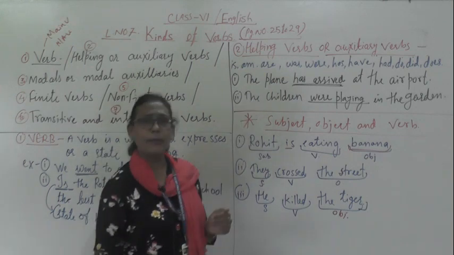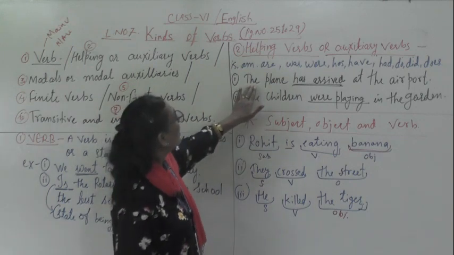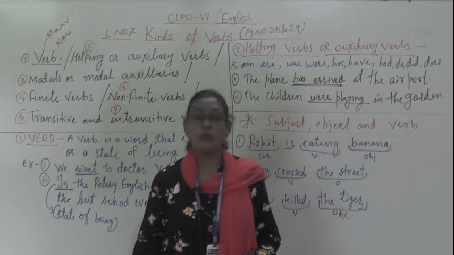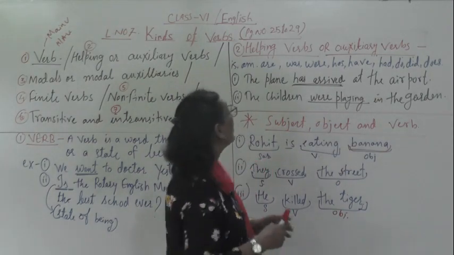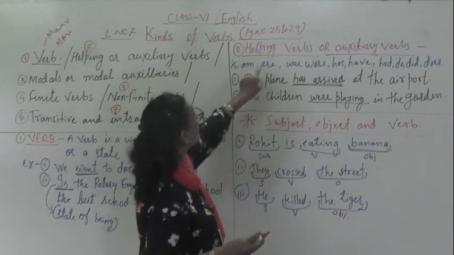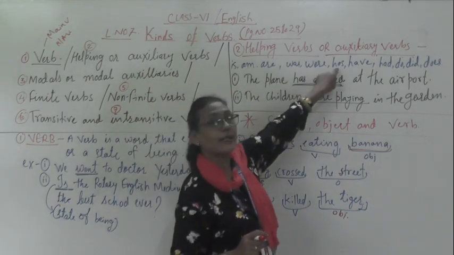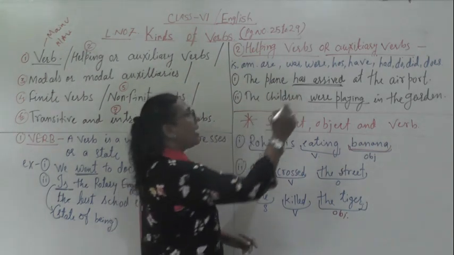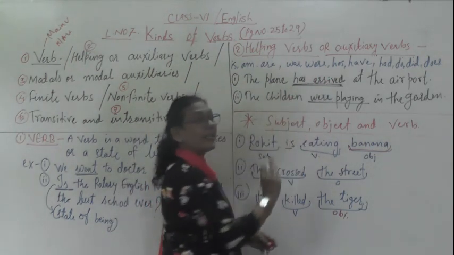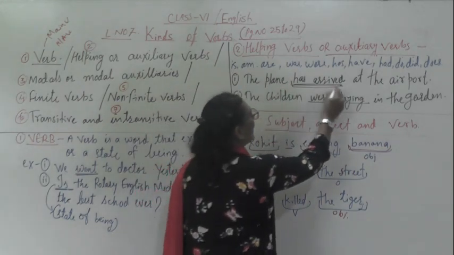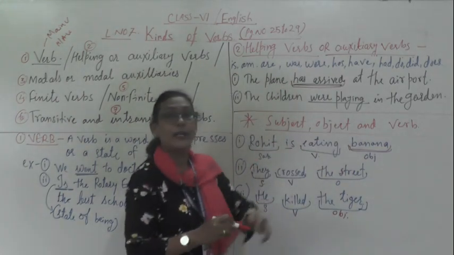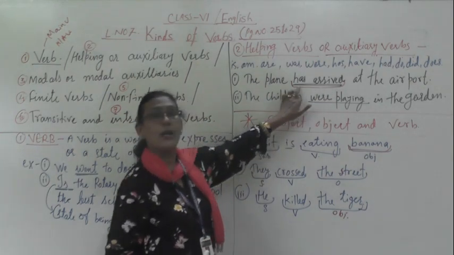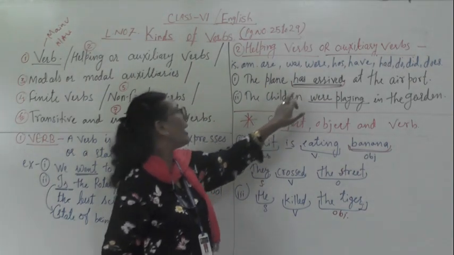Let's see an example. The plane has arrived at the airport. See, has arrived. Helping verb, has is here. So has is a helping verb, arrived is the main verb. Right? Has arrived, at the airport. Similarly, has run: run is the main verb, has is an auxiliary, or we can say helping verb.